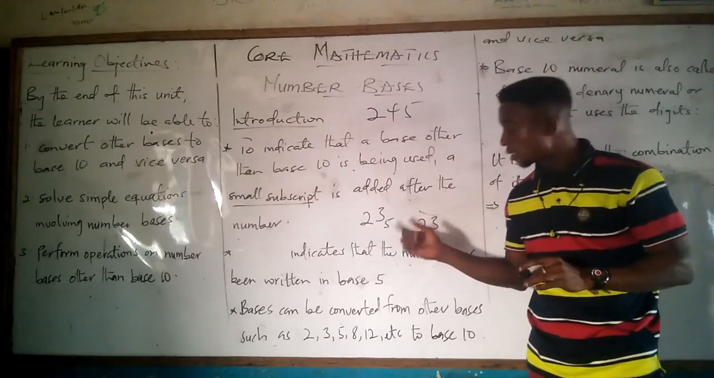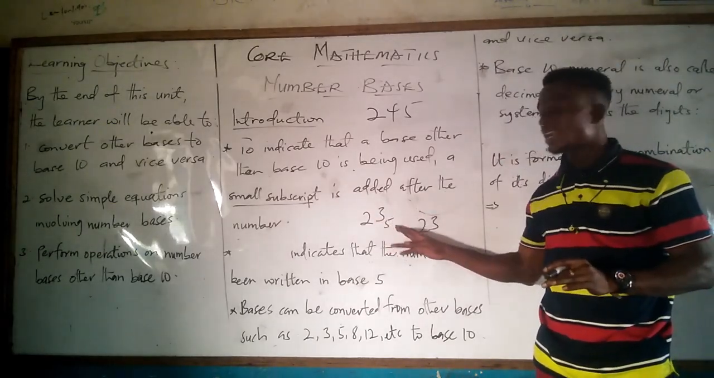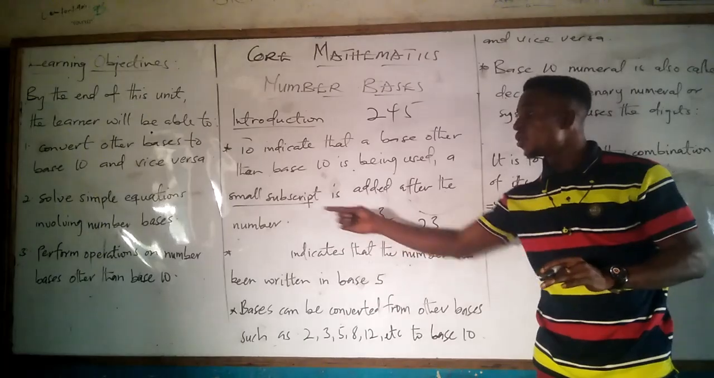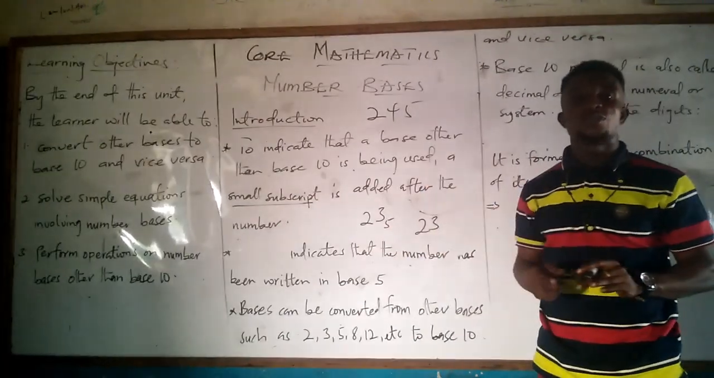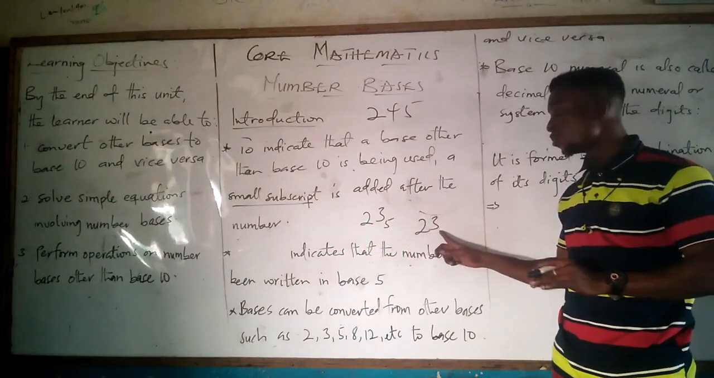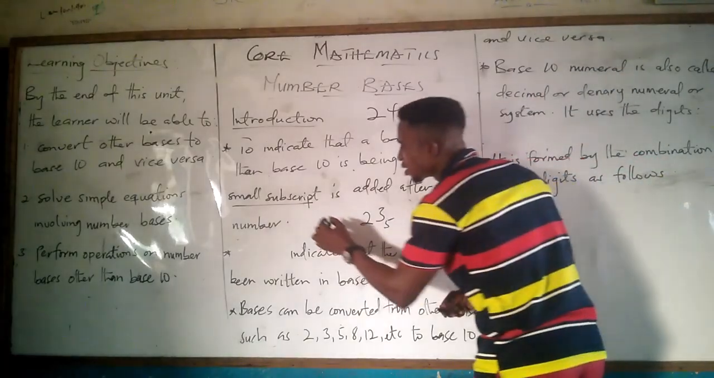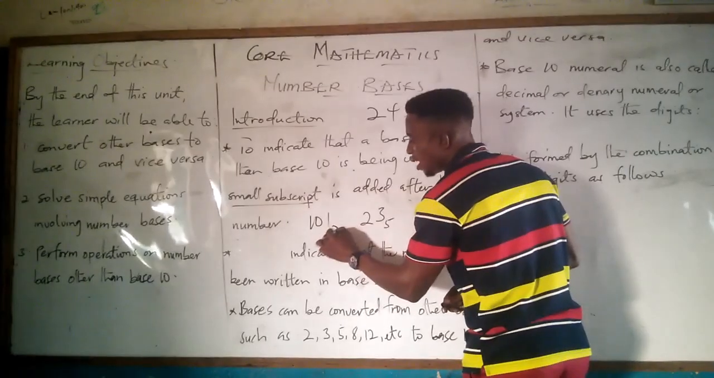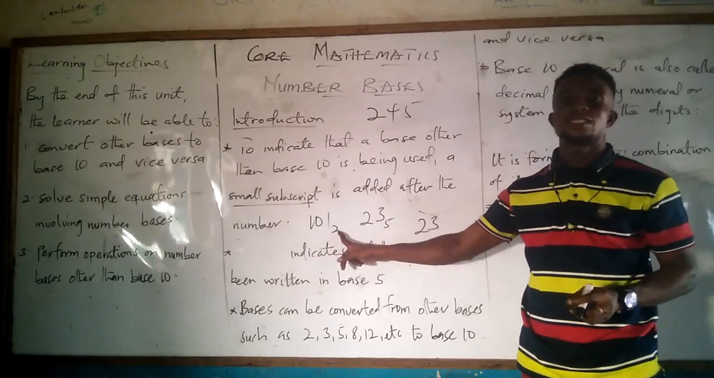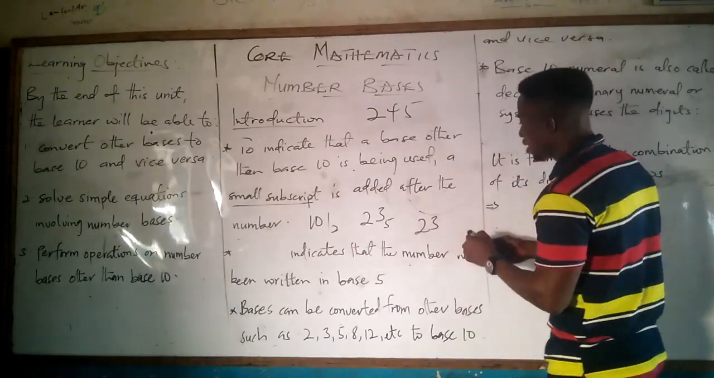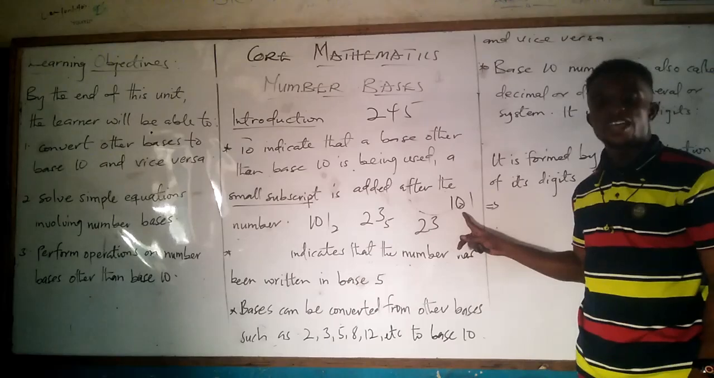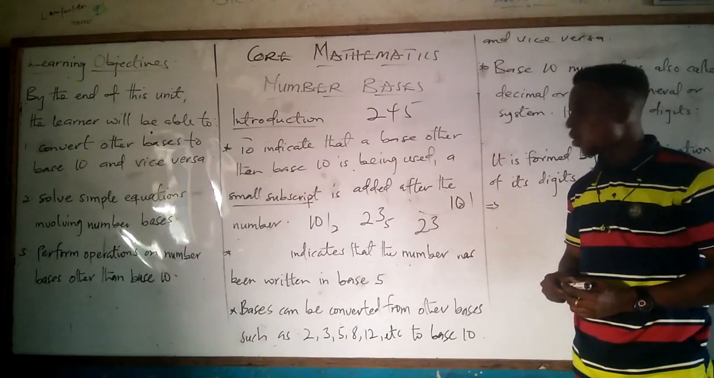So immediately we see something written as a subscript right after the number, we say it is not in base 10 but in another base. The small number or the subscript tells you the other base we are referring to. So it means this one is in base 5. And this one is in base 10 because there's no subscript. But this one is having this. I can also give you something like this, and this one clearly tells you that it is in base 2 because of this. But if I just write something like this, this one is in base 10 because there's no subscript. Okay, let's proceed.